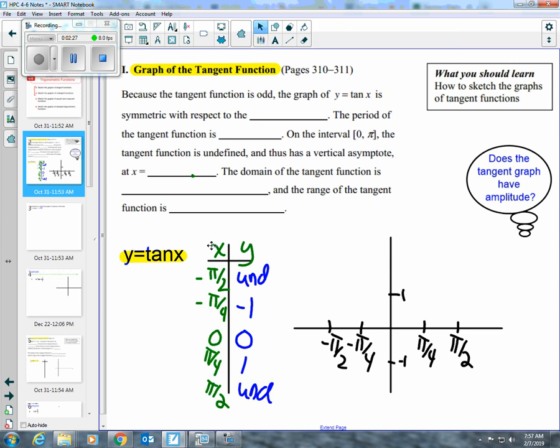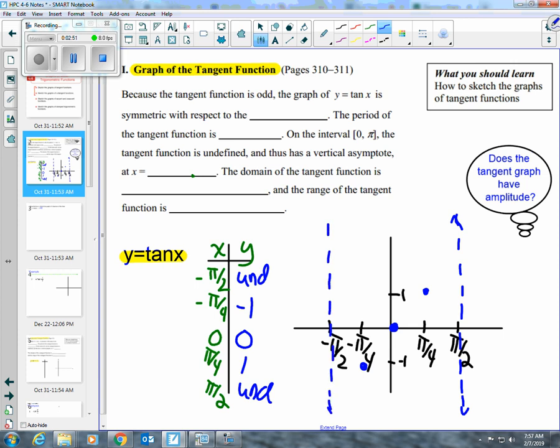All right, so let's graph the points that we have. We've got 0, 0. We've got pi over 4, 1. Negative pi over 4, negative 1. And then how do we show this undefined place? Well, it's a break in the action. This is not a continuous graph. It is discontinuous, and so we show that break. It's actually a vertical asymptote. It's an undefined situation, and it's the same exact thing as when we did parent graphs earlier in the year.